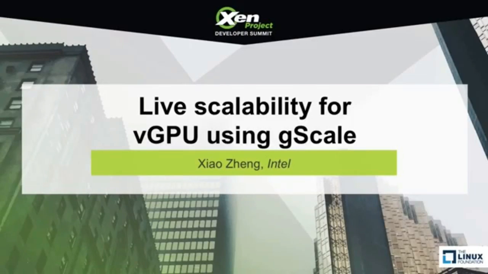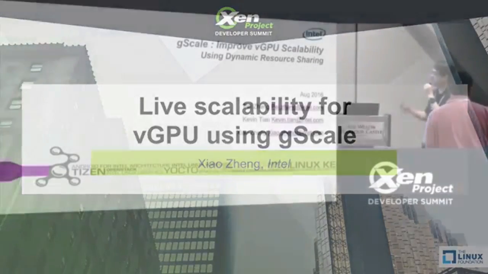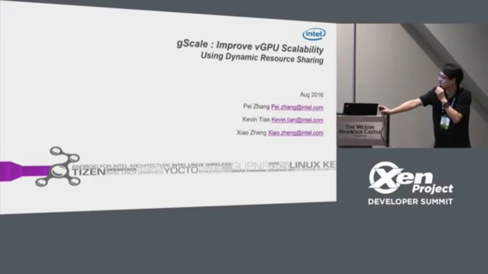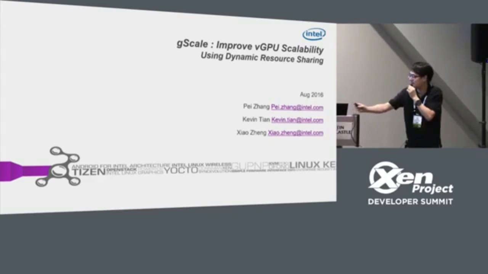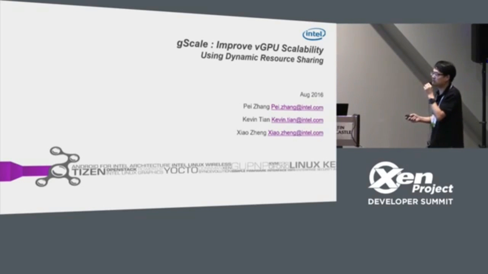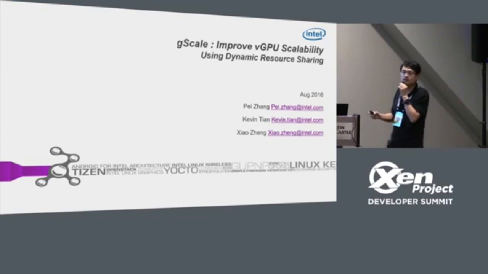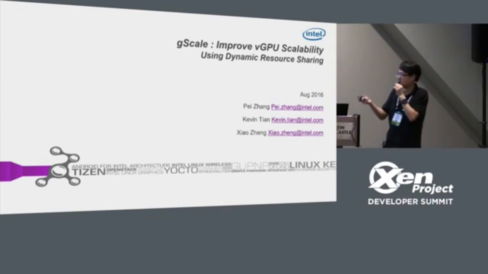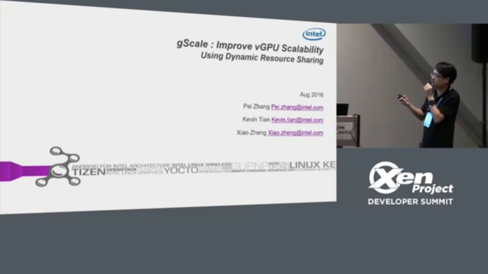Yeah, I think we can start the next session, and maybe I can skip some slides since we already introduced in the previous sections what GPTG is and its details. So here I will introduce gScale, which is our solution to improve the vGPU instance densities. Currently we support 7 VMs plus Dom0, and we were trying to support at least 16 and even more with this gScale solution. gScale is actually just a name, and the background is using dynamic resource sharing among multiple VMs.